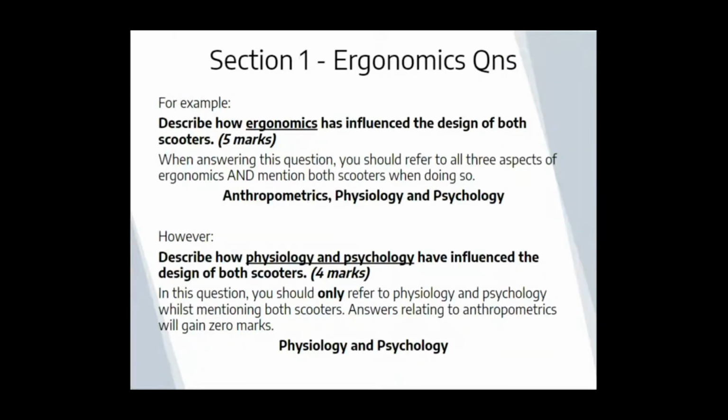So this first example, describe how ergonomics has influenced the design of both scooters, for 5 marks. When answering this question, you need to refer to all 3 aspects of ergonomics and mention both scooters when you're answering this one. So you should be looking to talk about anthropometrics, physiology, and psychology in your answer. However, a question which asks you to describe how physiology and psychology have influenced the design of both scooters, for 4 marks, you should only refer to physiology and psychology whilst mentioning both scooters here. Answers relating to anthropometrics will gain you 0 marks. So there's no point writing about anthropometrics when they're not asking you to talk about it here.